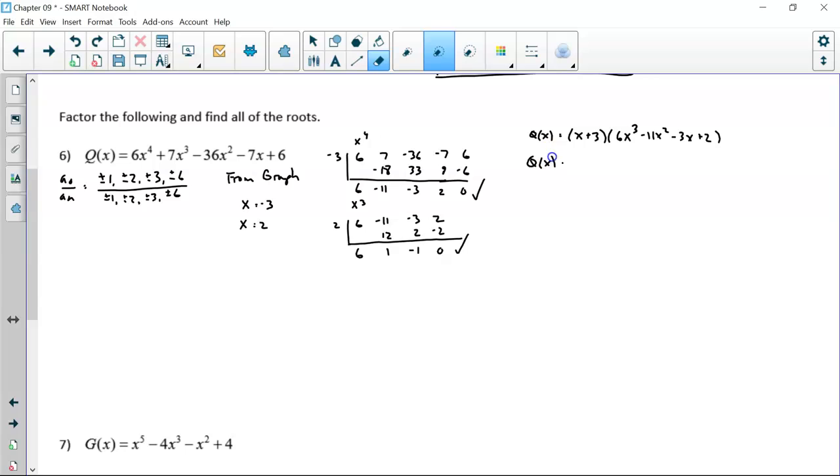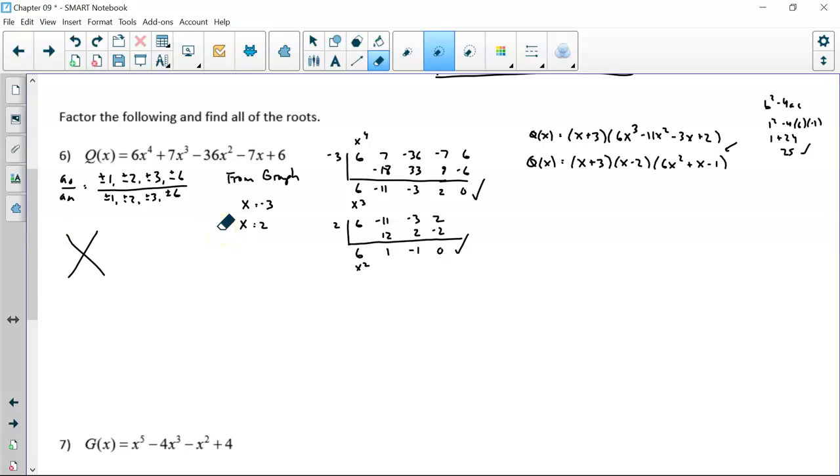So Q of x equals, so we have our first factor, x plus 3. Our next factor, x minus 2, and then from our synthetic division, 6x squared plus x minus 1. Now that I'm down to that quadratic, I either factor it or it can't be factored. Just a real quick check, b squared minus 4ac. So it's going to be 1 squared minus 4 times 6 times negative 1. So it's going to be 1 plus 24, which is 25, a nice perfect square. It is factorable.